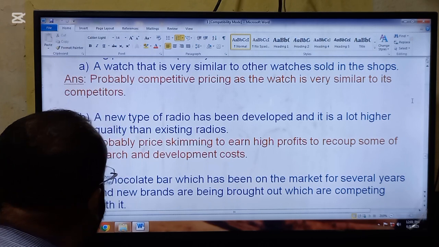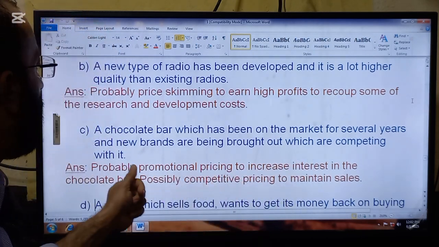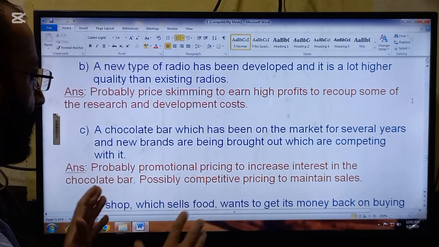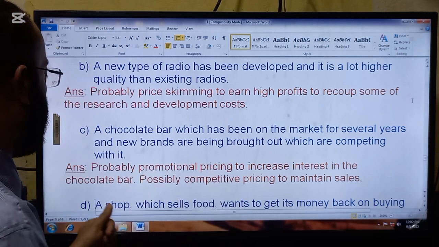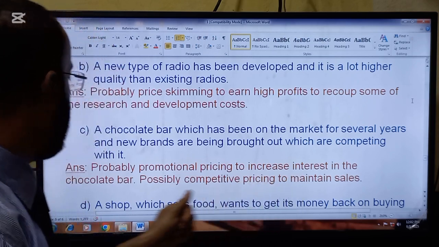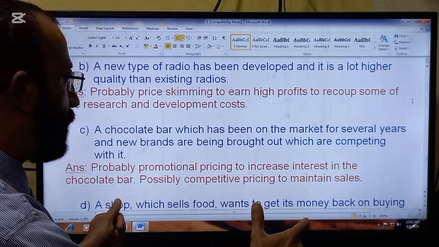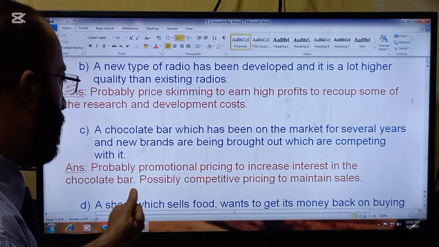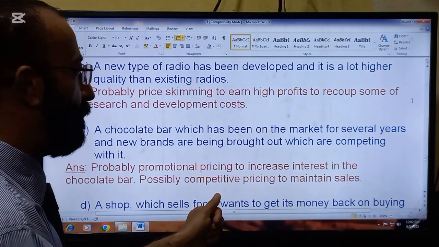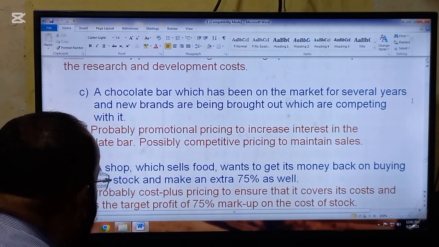Next case is a chocolate bar which has been on the market for several years and new brands are being brought out which are competing with it. So the strategy for this kind of case may probably be promotional pricing to increase interest in the chocolate bar. So you may offer a lower price for a short period of time. So this is one case. Possibly competitive pricing, because it has been available in the market for several years, so competitive pricing is another common strategy which can be used for it.